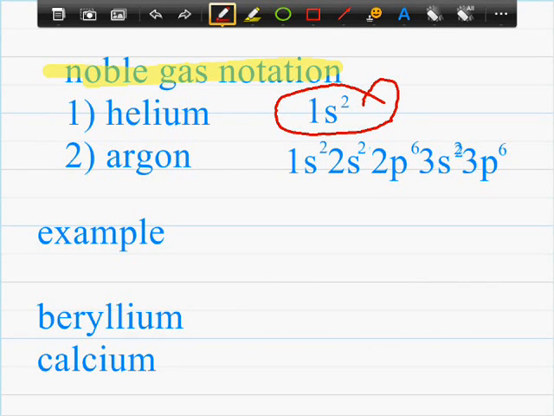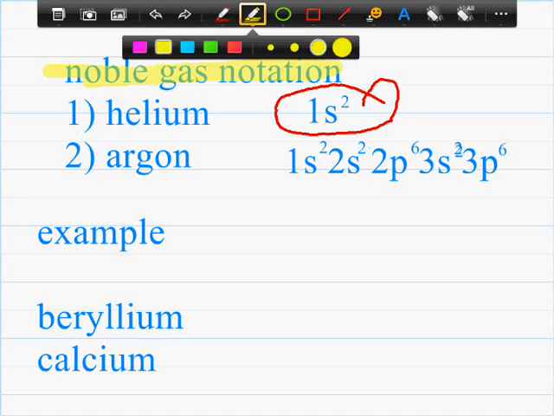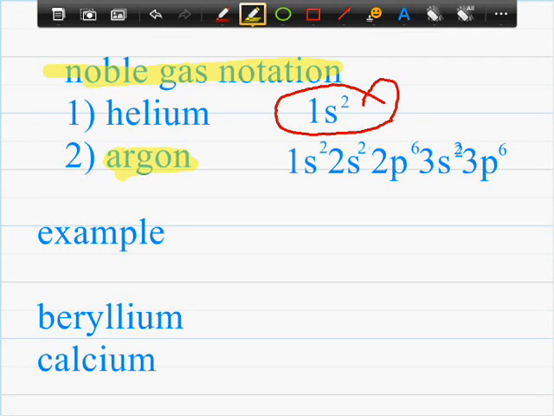Now if we wanted to write out the electron configuration for calcium, the noble gas that we would use for that is argon. Why would we use argon? Because argon is placed at the very end of the period that precedes where calcium is. So argon is in period number 3. Calcium is in period number 4. So whenever you're trying to figure out which noble gas to use, you look at the noble gas that's at the end of the period that comes right before the one that your element is on.